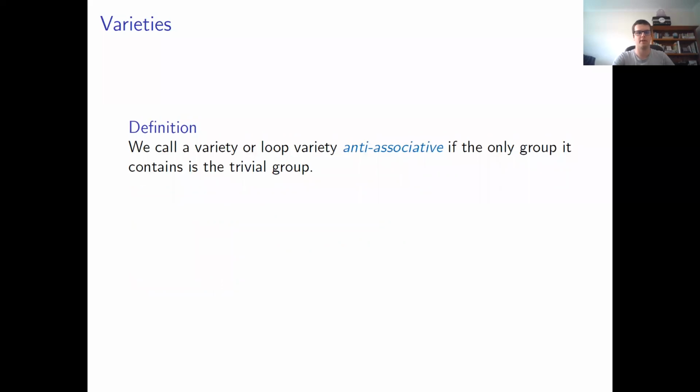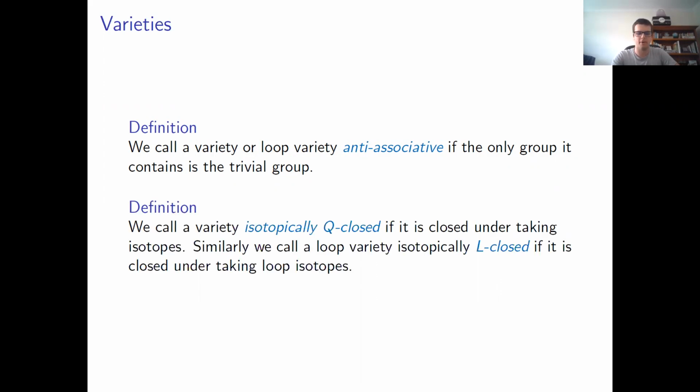And now I'll define some particular types of varieties. We call a variety or loop variety anti-associative if the only group it contains is the trivial group. We call a variety isotopically Q-closed if it's closed under taking isotopes. And we call a loop variety isotopically L-closed if it's closed under taking loop isotopes.